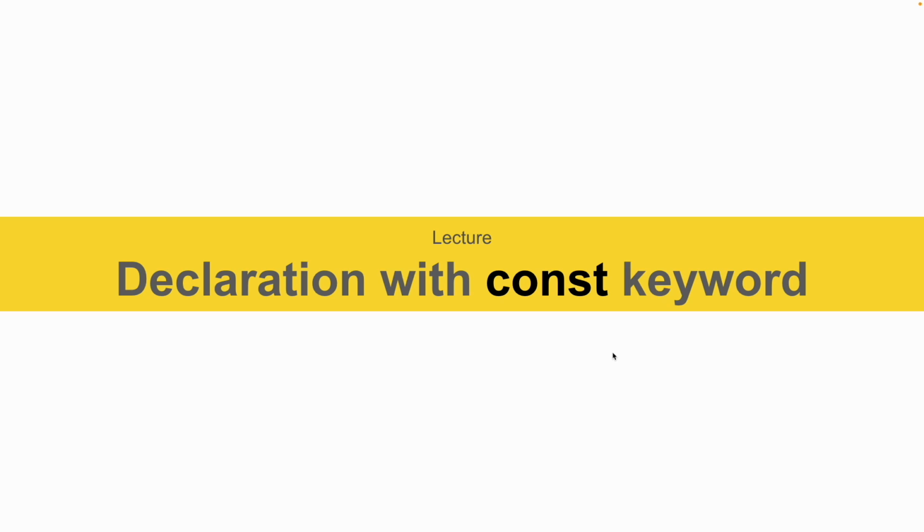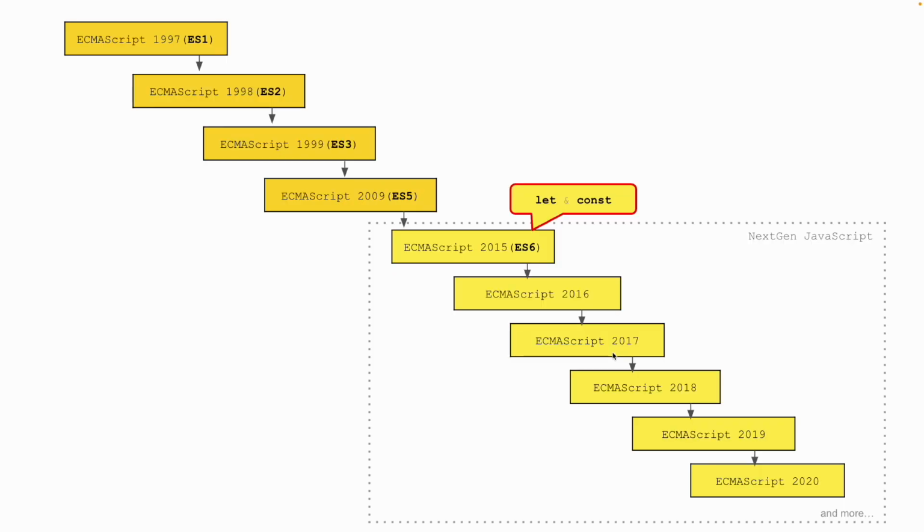Let's understand the declaration with the const keyword here. Previously JavaScript didn't have any capability: once any value is assigned to a variable, we can't restrict changing it. So there was no way to restrict any assignment to an existing variable. That's what was introduced with the ES6 version, which we call next generation JavaScript, ECMAScript 2015: the let and the const keywords.